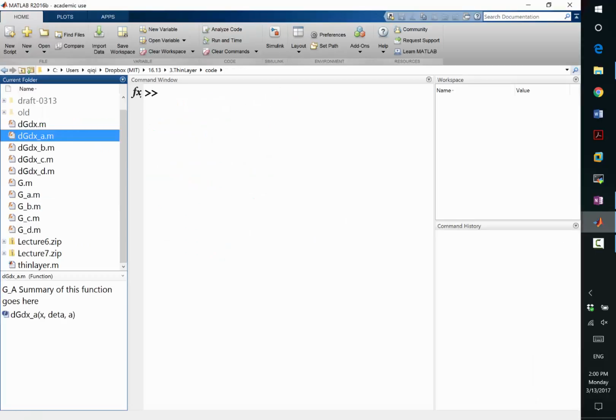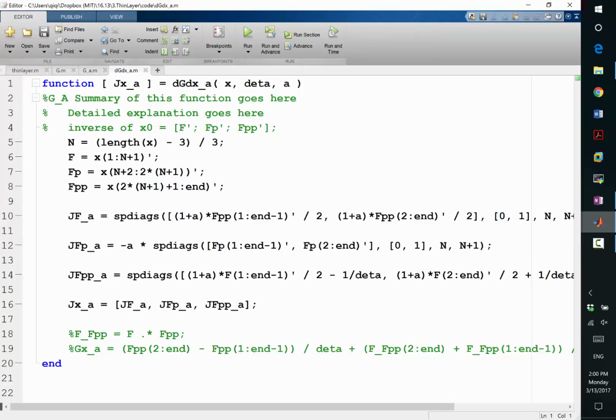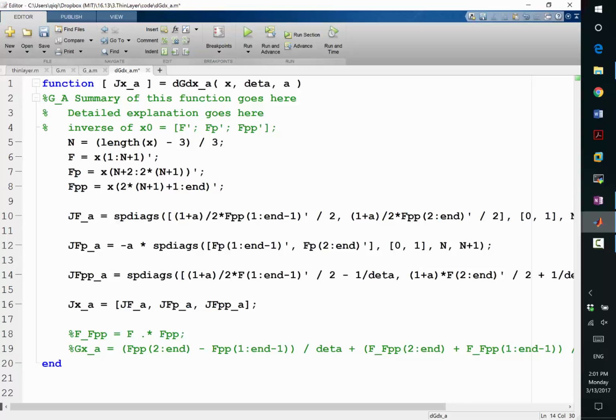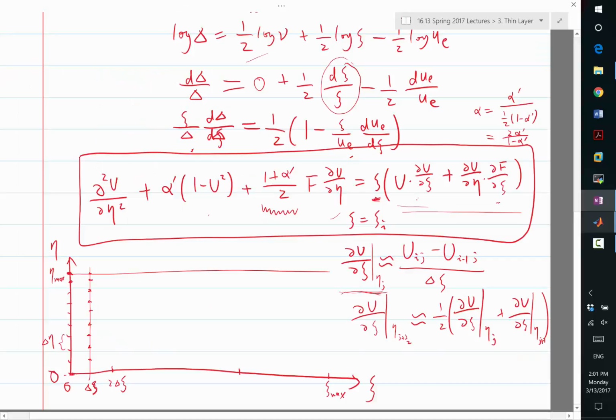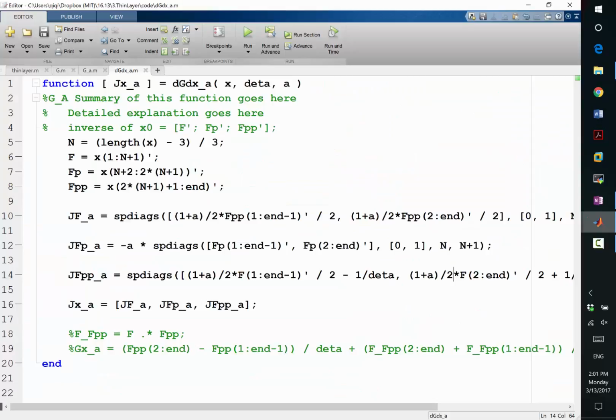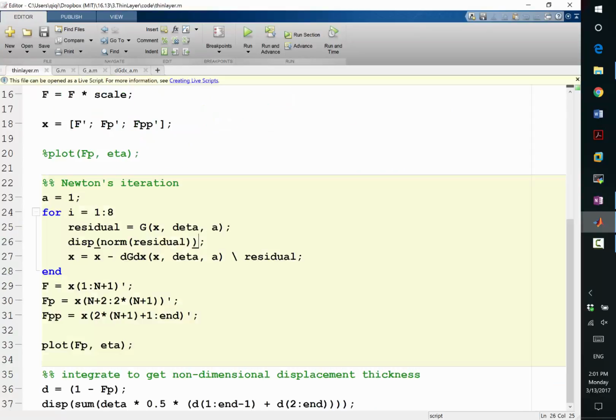Every time we change the equation, we need to change the Jacobian. So we have to divide by 2 here, divide by 2 here. This is the term relating to F times FPP, right? Okay, now let's solve it and look at what it gives me.